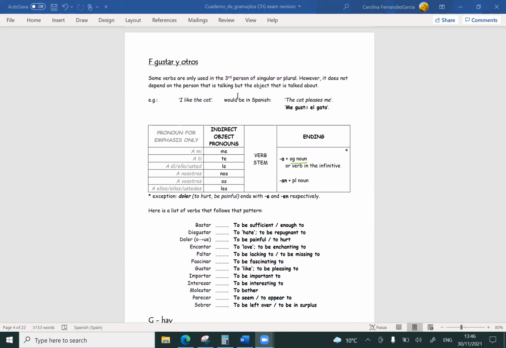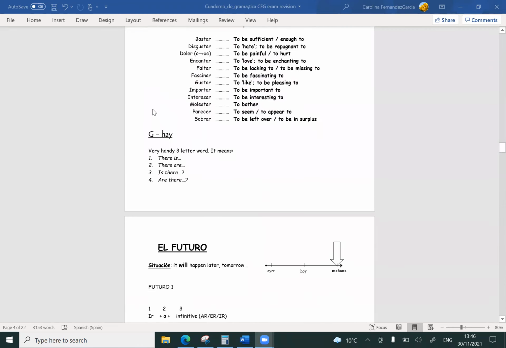And the last thing we're going to do about the present tense is the impersonal form of the verb haber, hay. It's a very handy three-letter word, and it means in English, there is, there are, is there, and are there. In Spanish, we only have hay. And I'm going to draw an I there. It's not a very good I, but I'm going to draw an I because that's how we pronounce it. We don't aspirate the H, we just ignore it. We pronounce it as I.